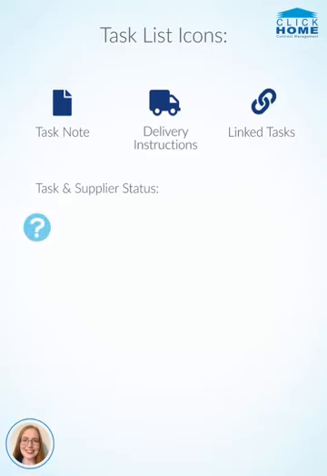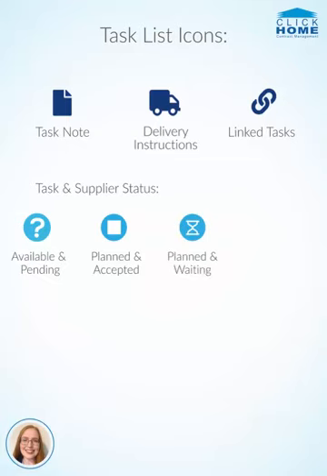First up, we have the blue circle with the white question mark. This means the task is available, but the supplier is pending. Next up, again, we have the blue circle, but this time with a white square, showing you that the task is planned and the supplier has accepted. The blue circle with the white timer means the task is planned, but the supplier is waiting on a key task, or that the task is planned, but the supplier is waiting.